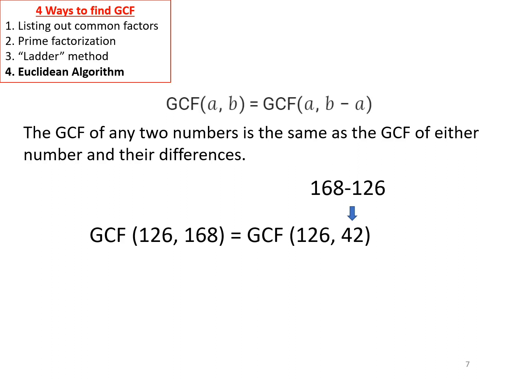After we use that method, we get the greatest common factor of 126 and 168 minus 126, which is 42. Then we simplify to the greatest common factor of 84 and 42, which is 42.